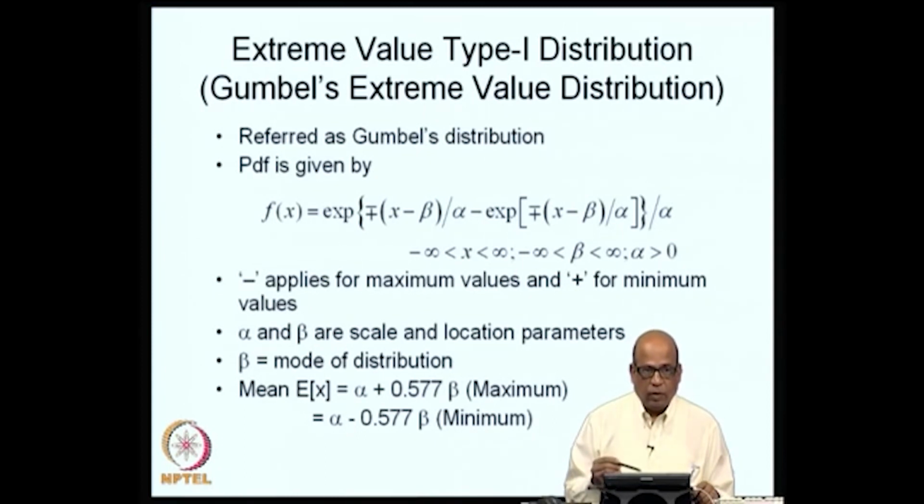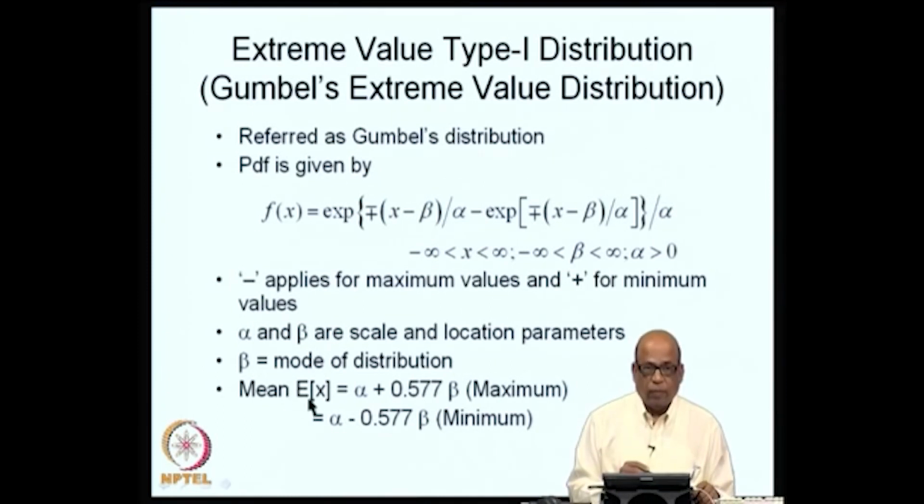When we are dealing with maximum values, we use the negative sign here in both the exponentials, and when we are dealing with the minimum values, we use the positive sign in the exponentials. So, alpha and beta are scale and location parameters. That means, beta locates where the distribution lies and alpha locates the scale of the distribution itself.